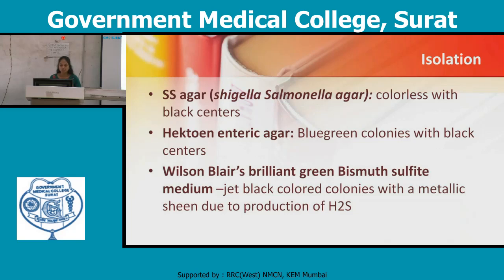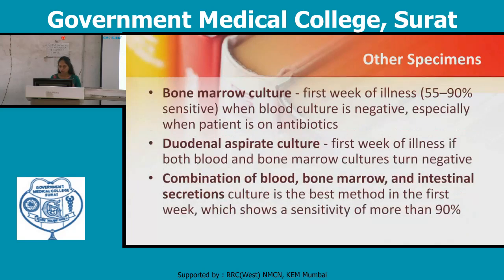Other specimens: bone marrow culture. In the first week of illness, it gives a sensitivity of 55 to 90%, useful when blood culture is negative, especially when the patient is on antibiotics. Duodenal aspirate culture, in the first week of illness, if blood and bone marrow cultures turn negative. A combination of blood, bone marrow and intestinal secretion culture is the best method in the first week, showing a sensitivity of more than 90%.